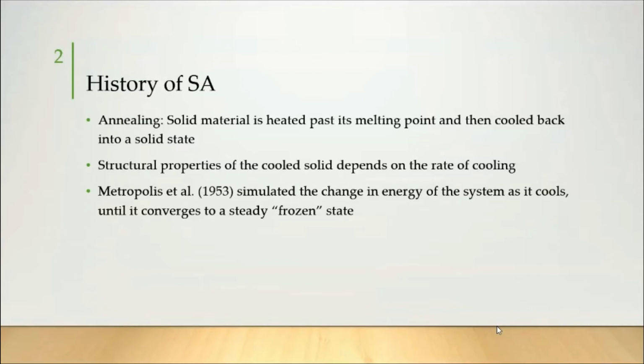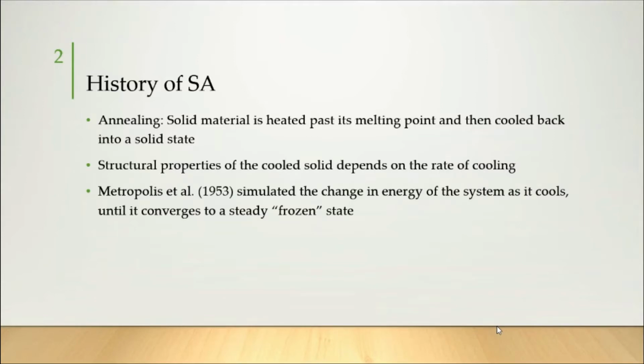If it is faster cooling, like dipping the molten metal, or pouring water over it, or dipping the container in which the material is placed into a water or oil bath, then the rate of cooling is very fast. In that case, the molecules won't get enough time to settle down to their lowest energy state. Metropolis et al. in 1953 simulated the change in energy of the system as it cools until it converges to a steady frozen state.